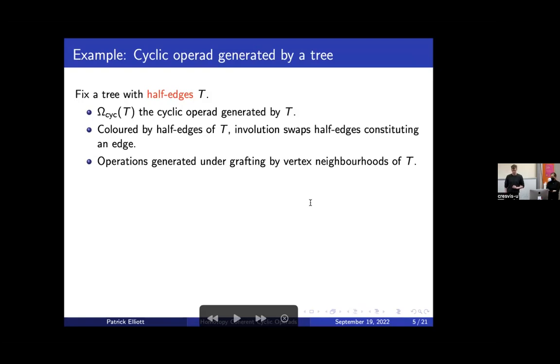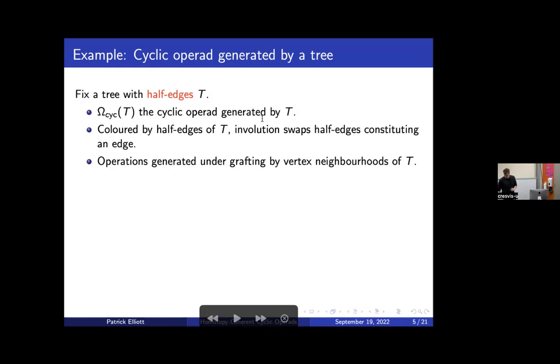So we're going to fix a tree, and we're going to be working with trees with half edges. So in the data describing our tree, we have a set of vertices, and then instead of edges between vertices, we have, well, they're kind of divided into two bits, these half edges. There's an involution on each edge that swaps which of the two it is around. They're also called arcs in the literature. So we're going to write Ω_c(T) for the cyclic operad generated by T.